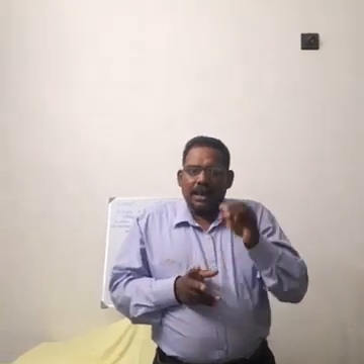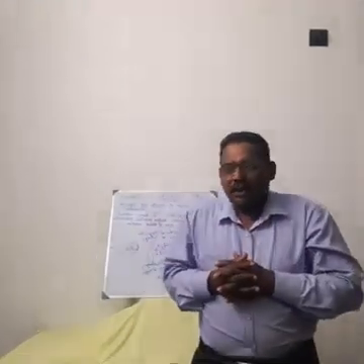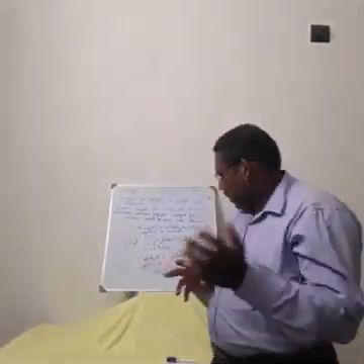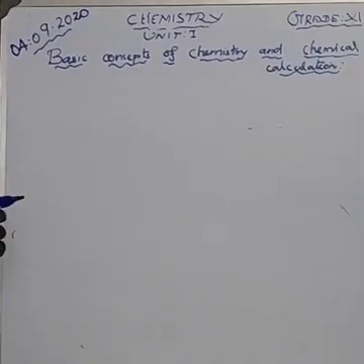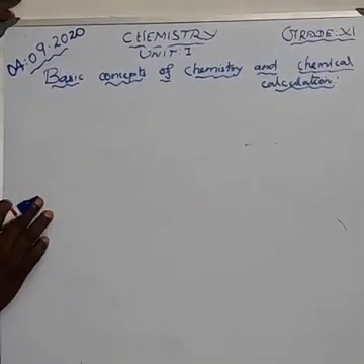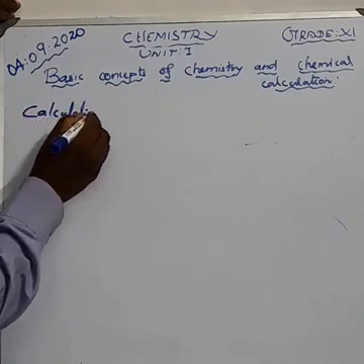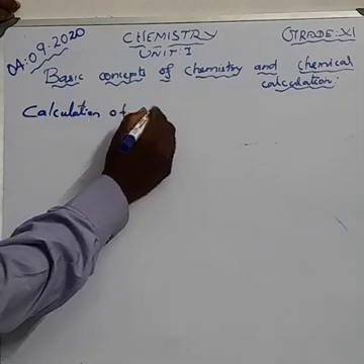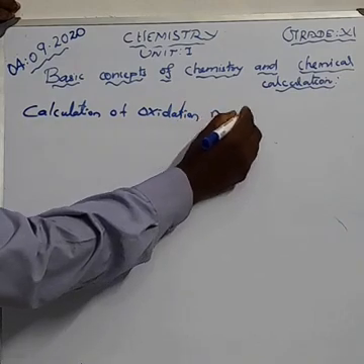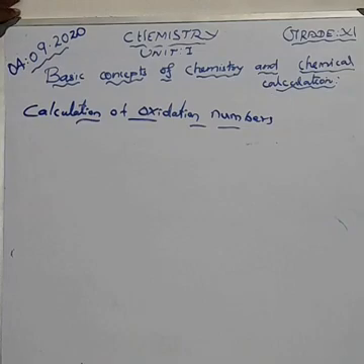Okay, we can do a small calculation one by one. Please all of you take notes for the oxidation state. How can you calculate the oxidation numbers as per the rule? Calculation of oxidation number.